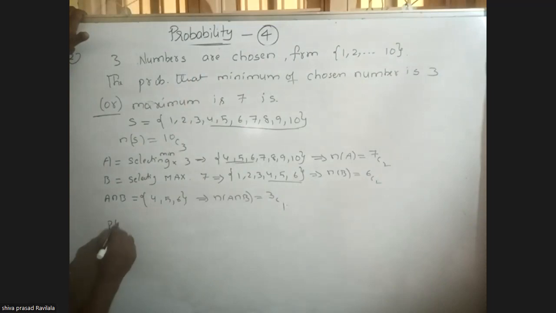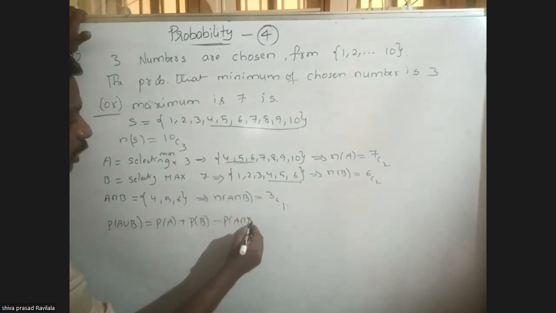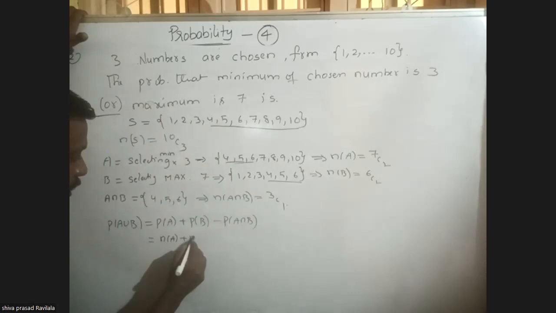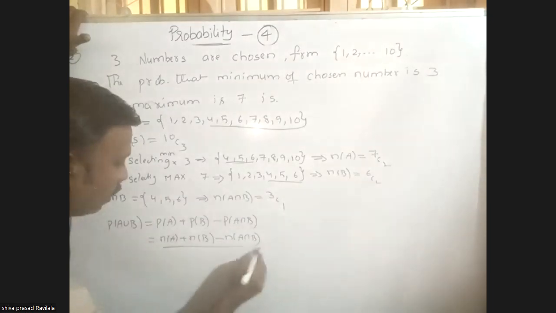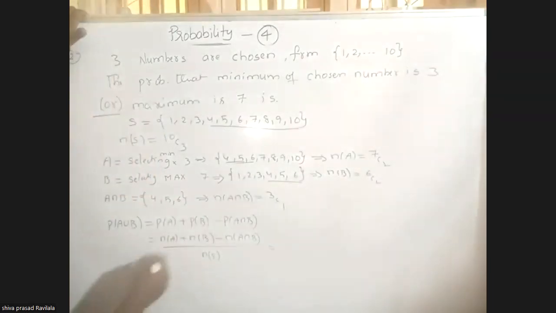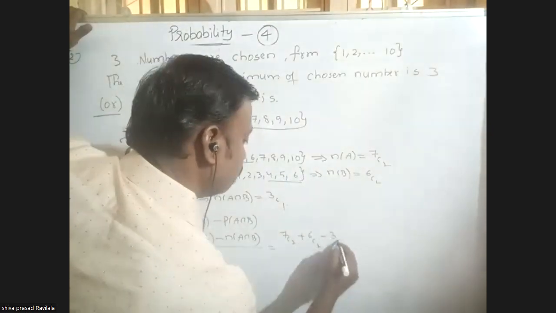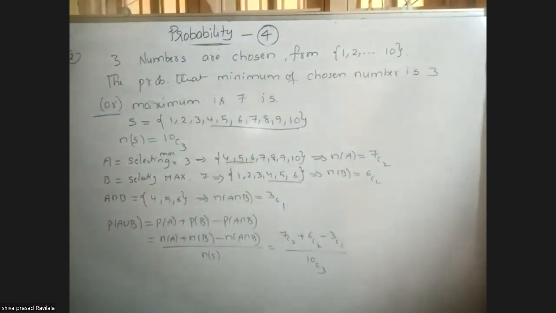Therefore, probability of A union B is equal to probability of A plus probability of B minus probability of A intersection B. Probability of A value is 7C2 in all, so 7C2 by 10C2. Observe here, in all conditions the denominator is 10C2. You can directly write down like this: N of A plus N of B minus N of A intersection B by denominator N of S. Therefore, this total value is 7C2 plus 6C2 minus 3C1 by denominator 10C2. Do the calculation.